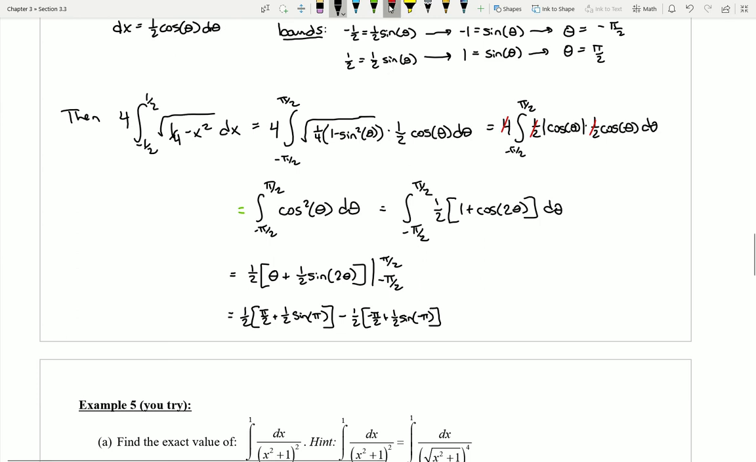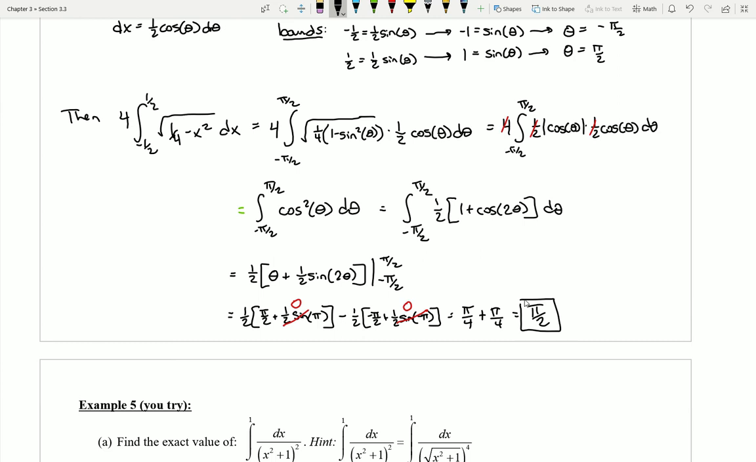Now fortunately for us, the sine of pi and negative pi is just 0. So really I'm going to have pi over 4 for my first term, minus a negative pi over 4. So that's going to just turn into a final result of pi over 2. So hopefully this gives you a sense of how I can complete one of these definite integrals.